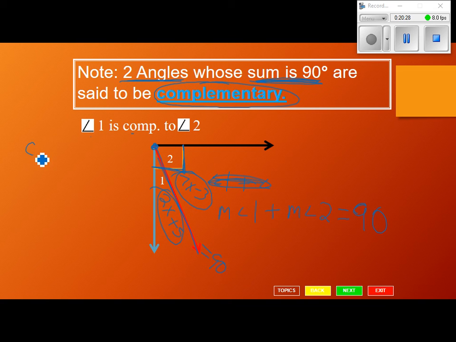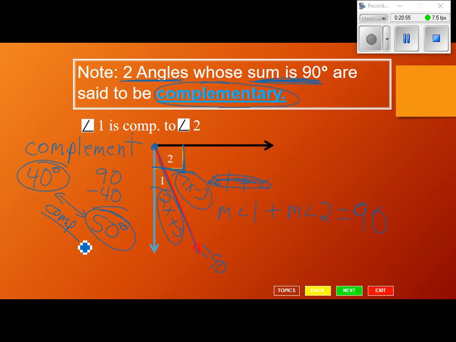Some of the problems will just say find the complement. If they ask you to find the complement of an angle like a 40-degree angle, then all you do is take that and subtract it from 90. So the complement of a 40-degree angle is a 50-degree angle. Those two are complements of each other.